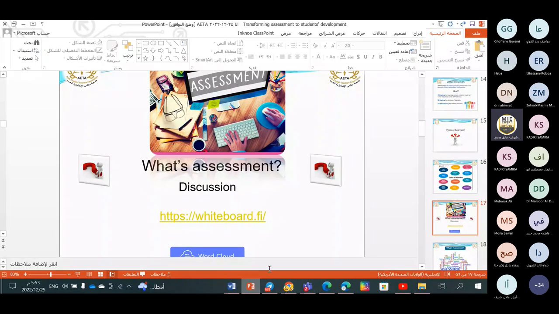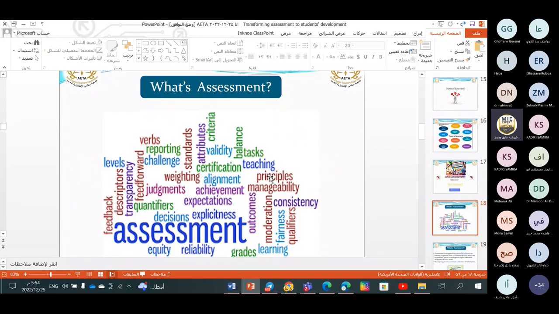Yes, I think assessment means to know the levels of our students, to know how much they got from our goals, or to know the outcomes of my goal as a teacher or my aim. Yes. You mean that it is the way that we check our students' competence and understanding by using this thing. Okay. Yes. Thank you.